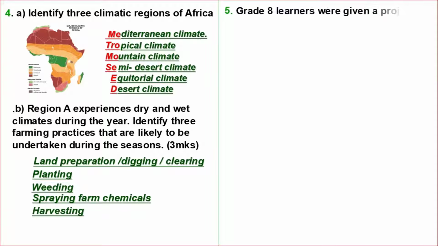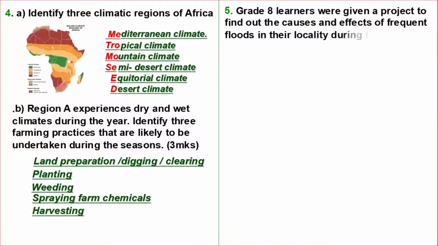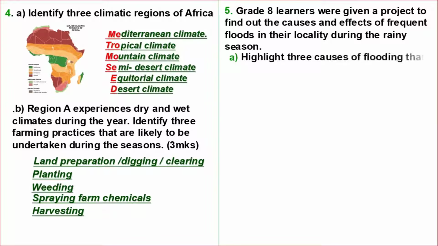Next question, question number 5. Grade 8 learners were given a project to find out the causes and effects of frequent floods in their locality during the rainy season. Question: highlight 3 causes of flooding that the learners may have identified.